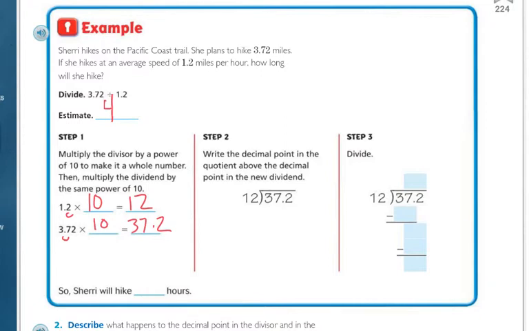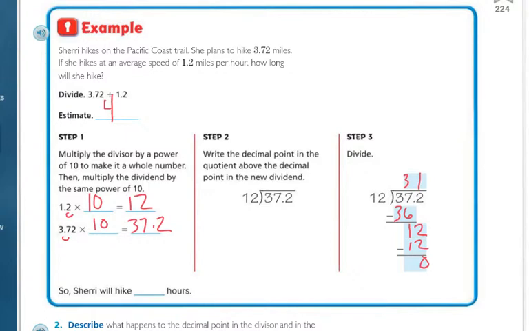Okay, so let's do this. 12 can't go into 3, but it can go into 37. And it goes into 37 3 times. And 3 times 12 is 36. And 37 minus 36 is 1. Now I'm going to make sure that I bring down my 2, right? And so now I have 12 going into 12, which is 1. It goes in 1 time. 1 times 12 is 12 with nothing left over.